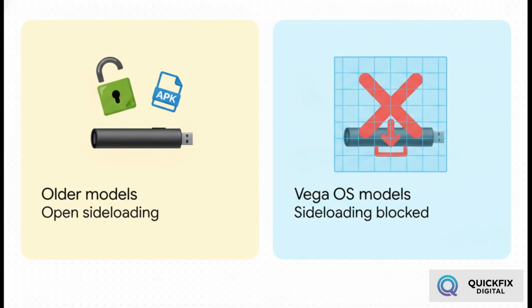Vega OS replaces Android entirely. It completely removes support for sideloading. You literally cannot install Downloader, you cannot install APKs, you are strictly limited to the official Amazon App Store. It is a fundamental ground-up change in the ecosystem.